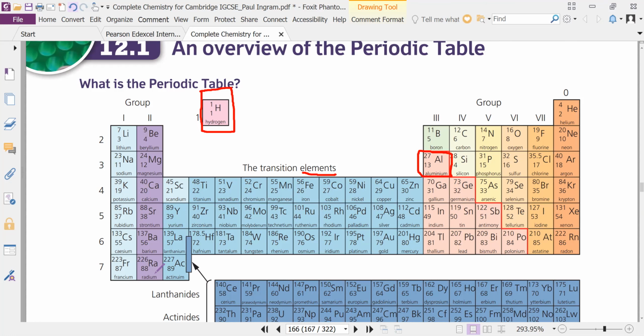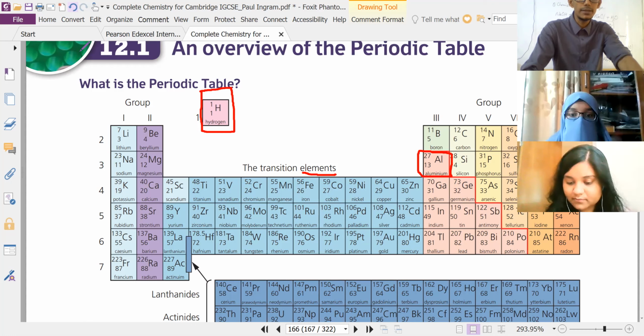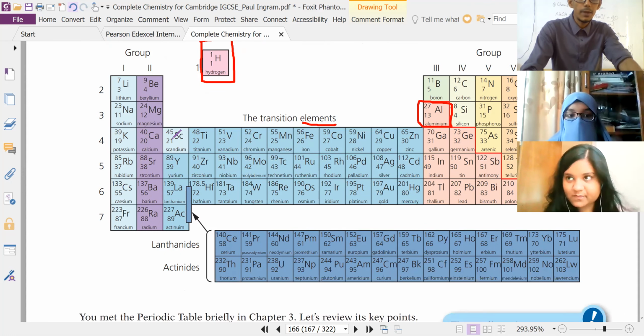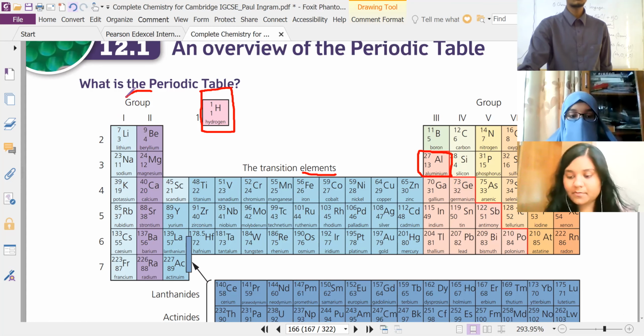And the next point is, I said that we have some horizontal lines and some vertical lines. See, the vertical lines are called groups, and the horizontal lines we call periods.